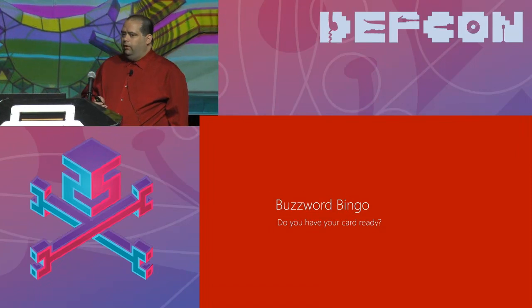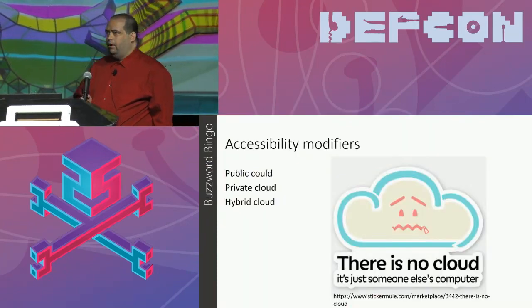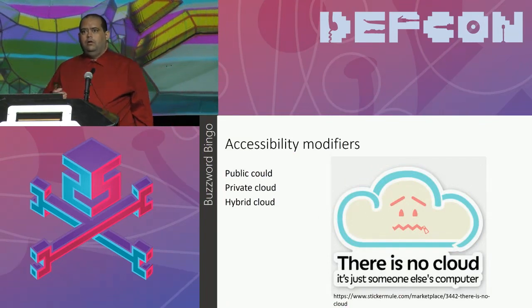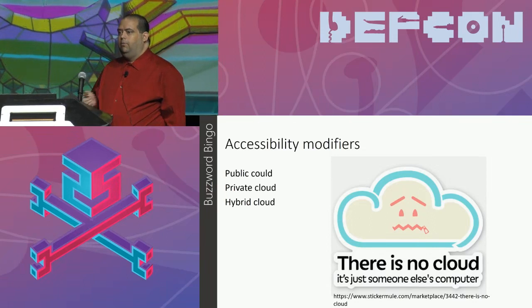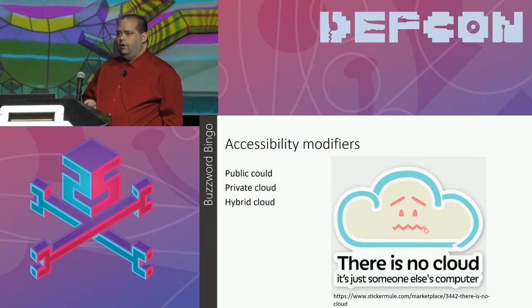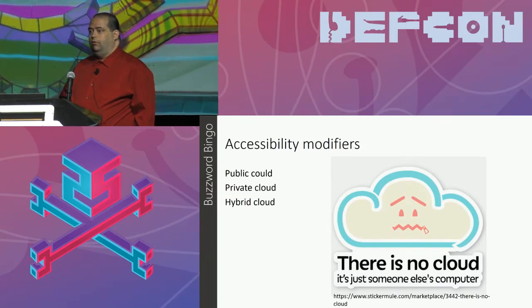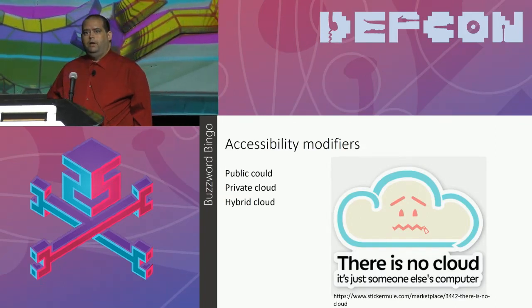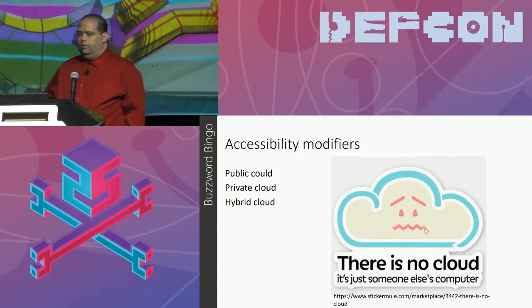So what do you need to know about the cloud to get started? Well, let's talk about accessibility modifiers. Much like programming, clouds have accessibility modifiers as far as what you can access. Public cloud is what most people think of with AWS, Azure, Rackspace, any of the big public providers, which are available to anybody who wants to pony up the money to run their code or their environments in those.